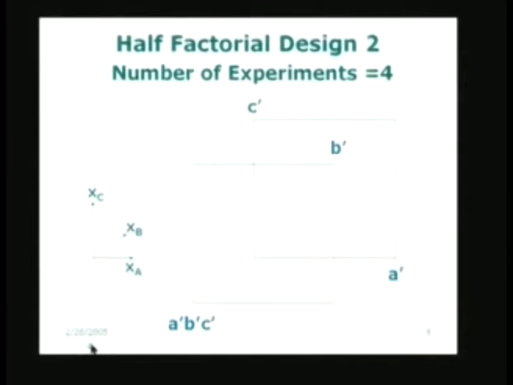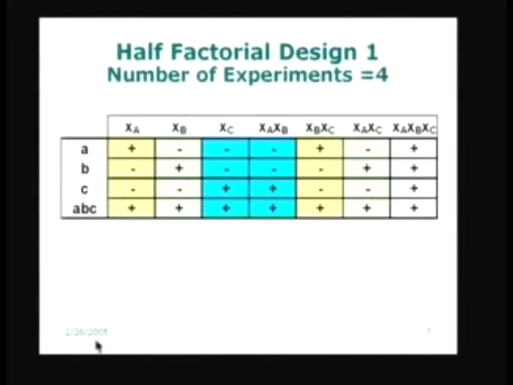Of course, if you reduce the number of experiments, some information must be lost. So, exactly what is going to happen is seen from the half factorial design number 1, which I have shown here. I have put here the points A, B, C and ABC, and the values of xA, xB, xC. We will come to this later on. You will see that A represents high value, B represents low value, C also represents low value, but ABC represents a high value.